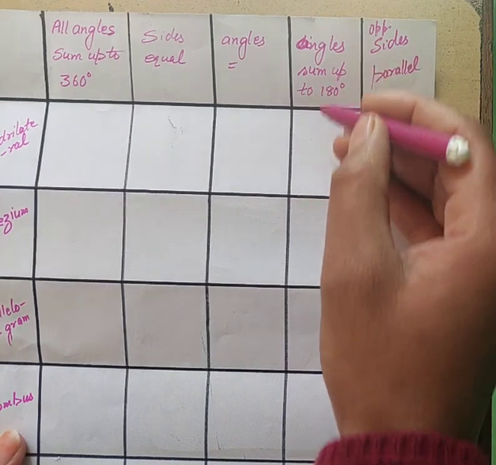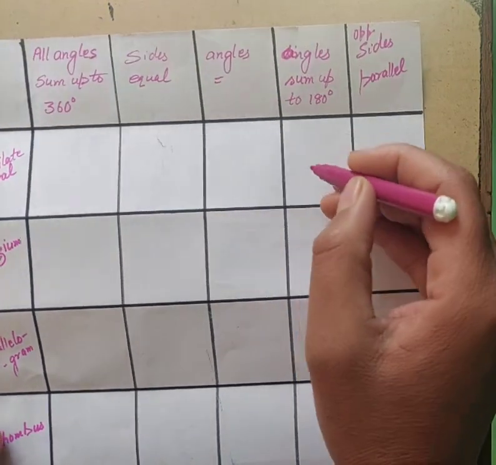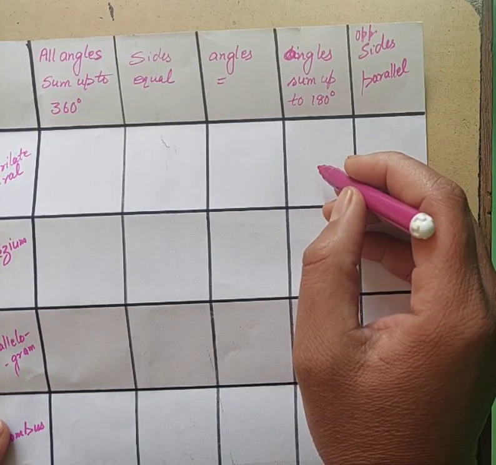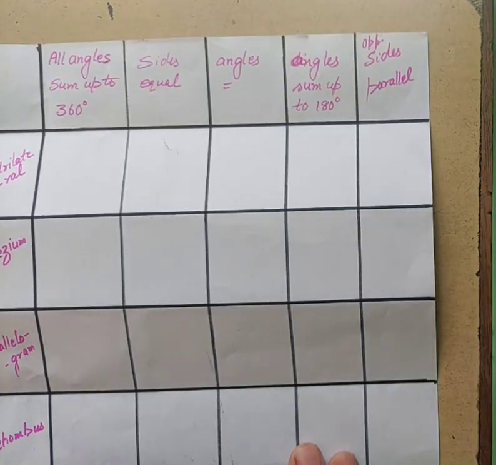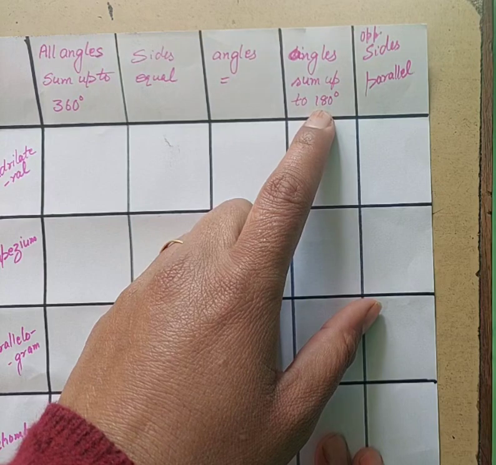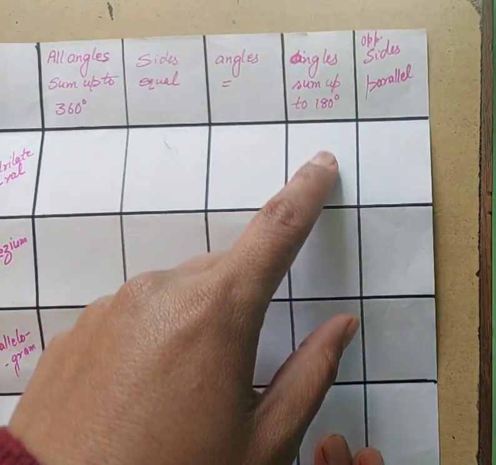Now, angles sum up to 180 degree. Now you have to again be specific. When I'm writing angles sum up to 180 degree, I'm talking about a pair of angles: is there any pair of angles which sum up to 180 degree? So you have to make a specific entry.